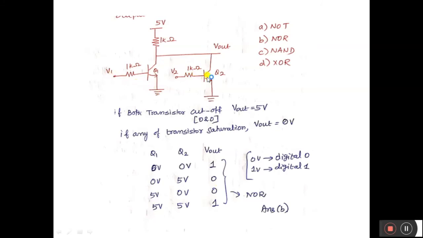Next, if I apply 5 volt to both transistors, both transistors go to saturation. If it is saturation, the output becomes 1. So from this table, the output is 1, 0, 0, 1. This is similar to NOR gate output. So the answer is option B, NOR gate.